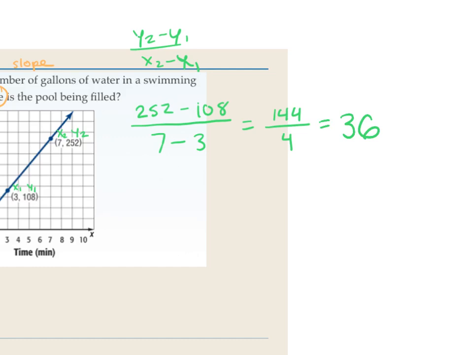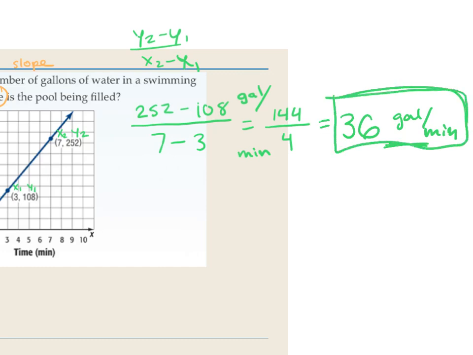What do you think our unit would be here? 36, what are we talking about? Gallons per minute. Awesome. On top, we are talking about our gallons. On the bottom, we're talking about minutes. So we have gallons per minute. So our answer would be 36 gallons per minute.